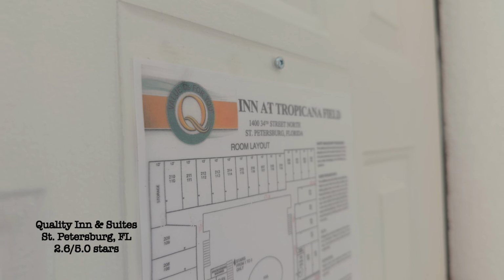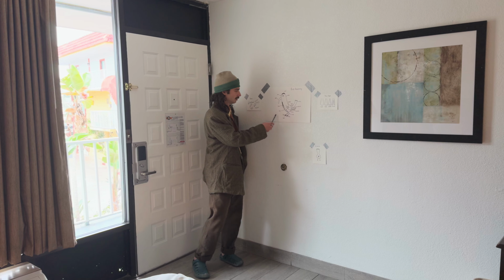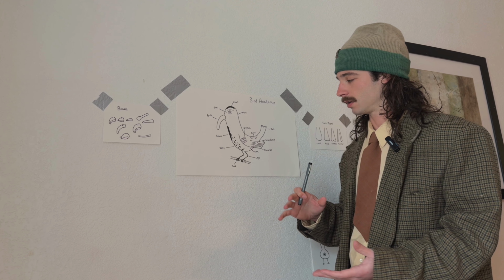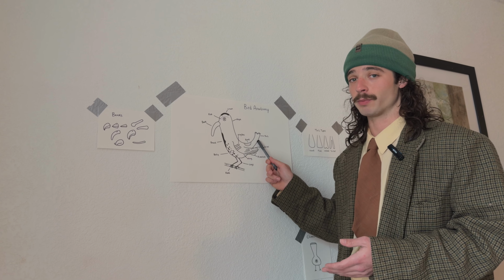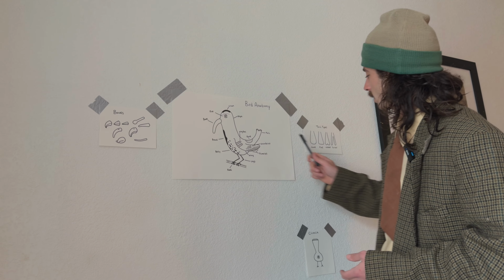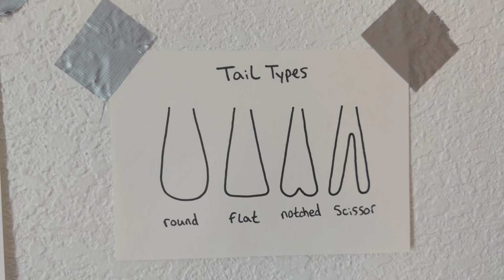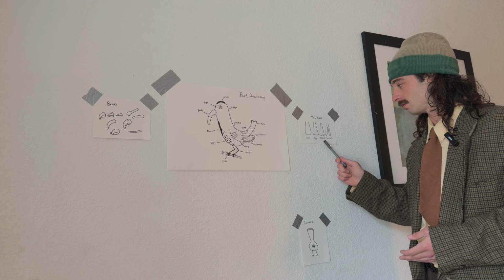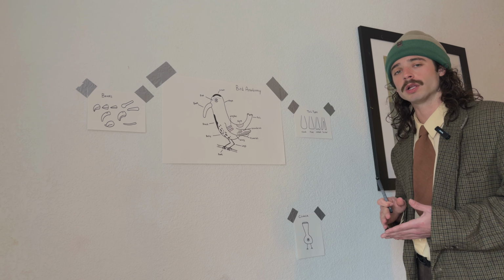It turns out identifying birds can be pretty tough, so we brushed up on anatomy at a musty motel. Key to identifying some birds is the length of the legs. I have not had to use the feet yet. The tail is very important when identifying a bird. Here are some examples of different tail types. We have a round tail, a flat tail, notched tail, scissor tail. I've even heard word of a swallowtail.